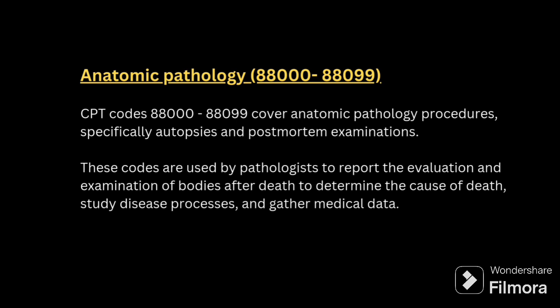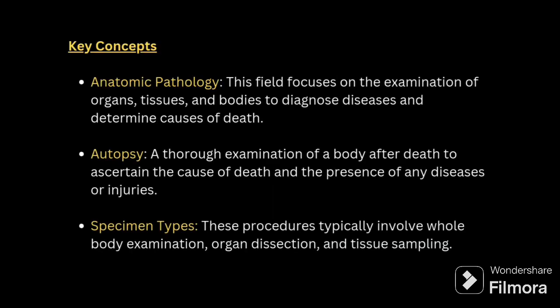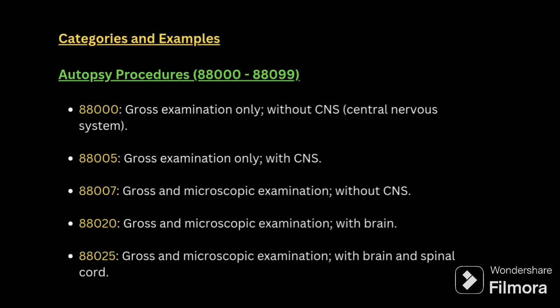88000-88099 covers anatomic pathology procedures, specifically autopsies and postmortem examination. These codes are used by pathologists to report the evaluation and the examination of bodies after death to determine the cause of death. The key concepts include anatomic pathology, autopsy, specimen type. Anatomic pathology includes the examination of organs, tissues and bodies to diagnose disease and determine the cause of death. Autopsy is a thorough examination of a body after death to know the cause of death.